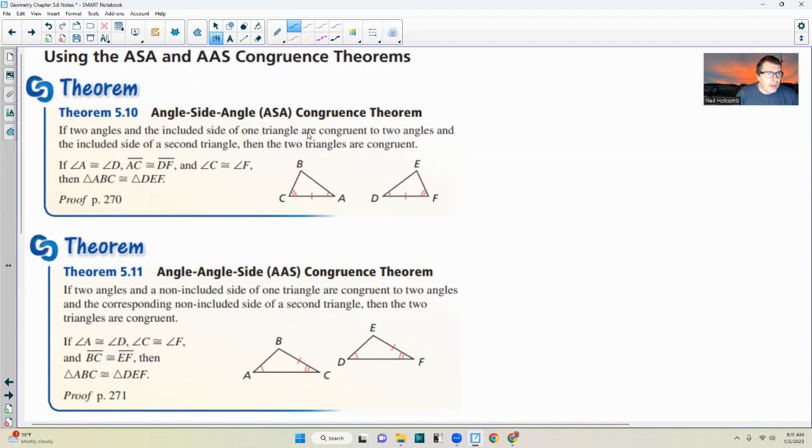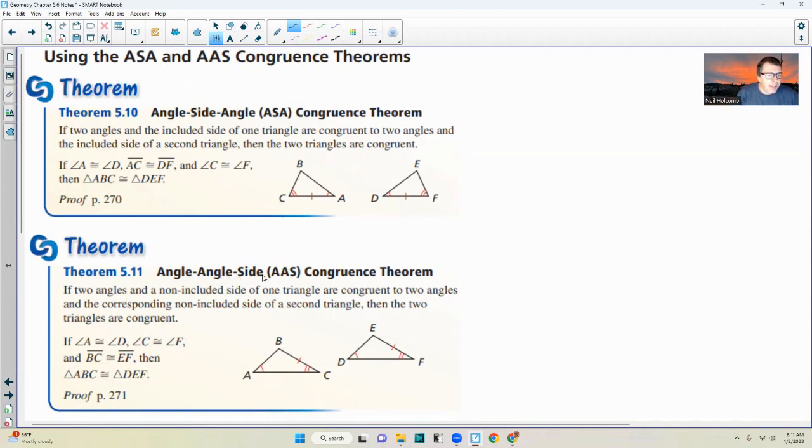So if two angles and the included side of one triangle are congruent to two angles and the included side of a second, then the two triangles are congruent. So angle A is congruent to angle D, angle C is congruent to angle F, and side AC is congruent to side DF, then the two triangles are congruent. There is a proof on page 270 you can review on your own. I'm not going to go over the proofs. We're just going to explain it as I do the examples.